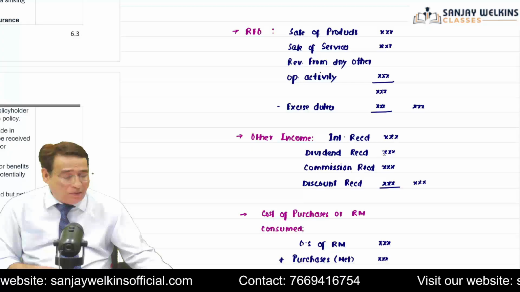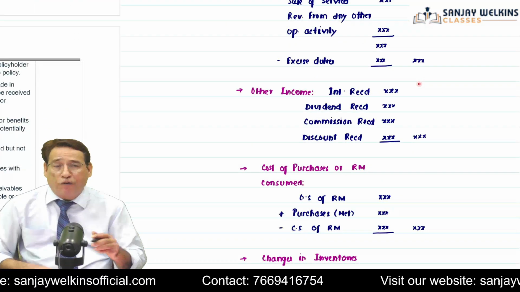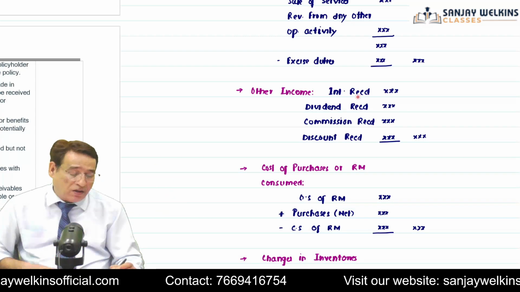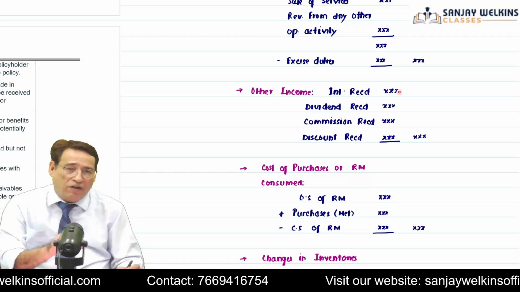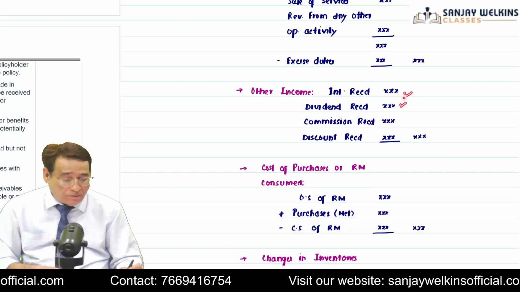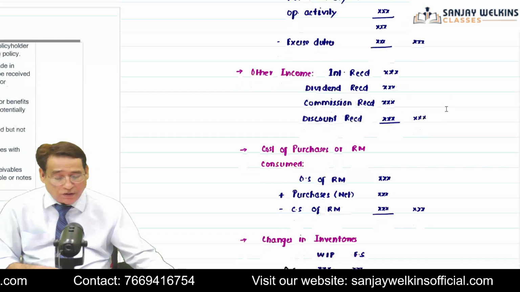Regarding other income, I have already told you, any such income which an entity derives not from its operating activity, rather from what we call other sources. Interest received. You might have done some investment, so you are going to receive interest and dividend income. Similarly, commission received, discount received, etc. All these are examples of other income.